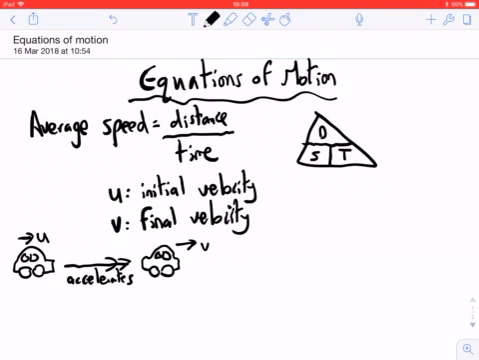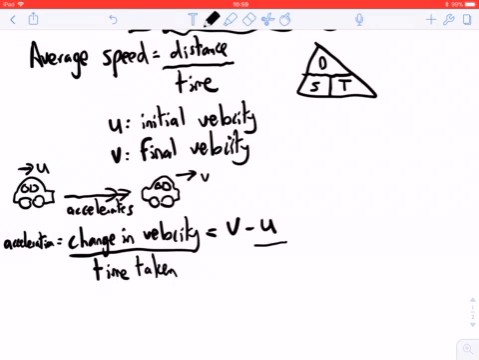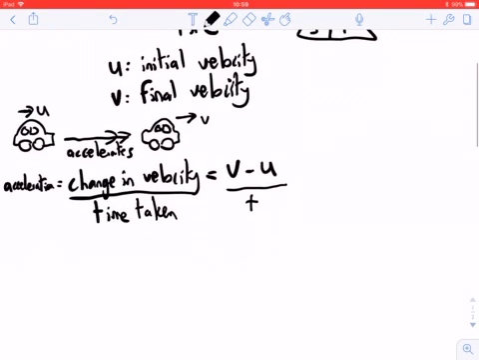You can see in this example that the change in velocity will be the final velocity v minus the initial velocity u. So if I'd gone from say 2 meters a second up to 6 meters a second, the difference would be 4. So the change in velocity would be 4. Now acceleration is change in velocity divided by time taken. So I can write that as v minus u divided by t. And that gives us the first of our equations of motion. a equals v minus u divided by t.